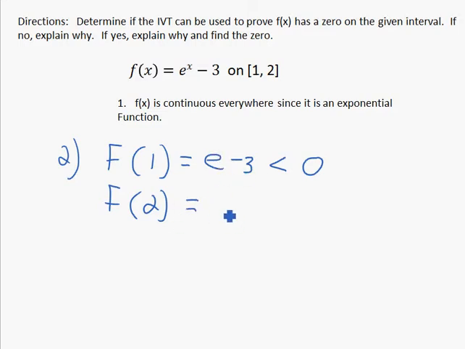f of 2 is e squared minus 3. Well, that's greater than 0, because e is bigger than 2, so e squared is bigger than 4. And then minus 3, that's bigger than 1, so it's positive, it's greater than 0.